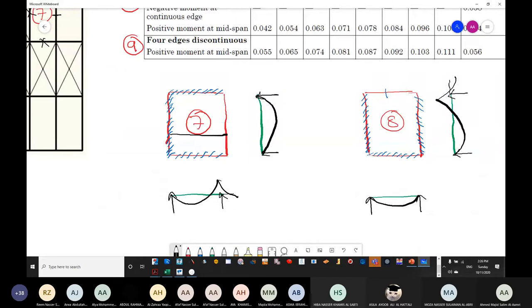Okay. Now, there is a support here. There is a support here. This support, there is no slab here. So it's going to be discontinuous.